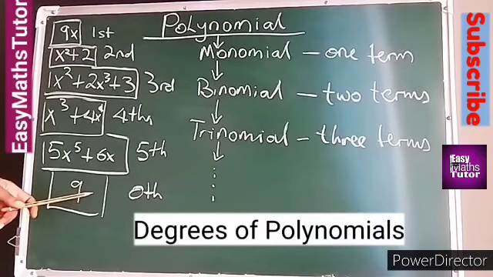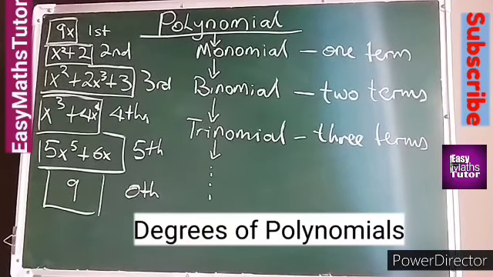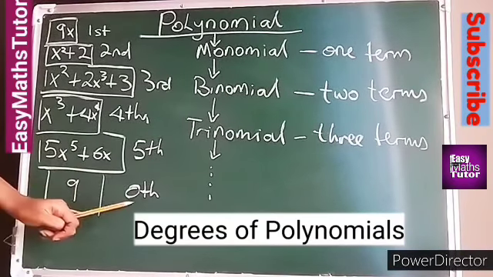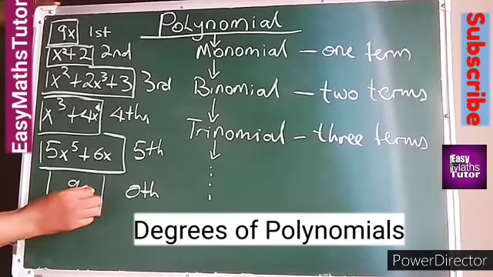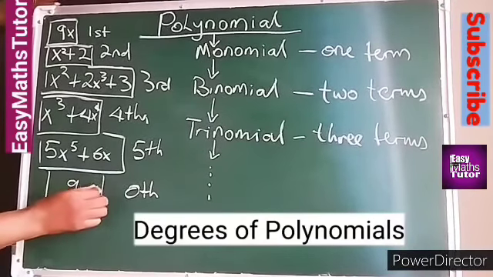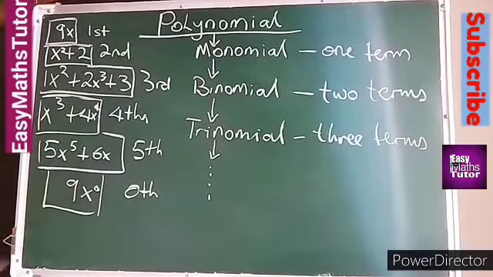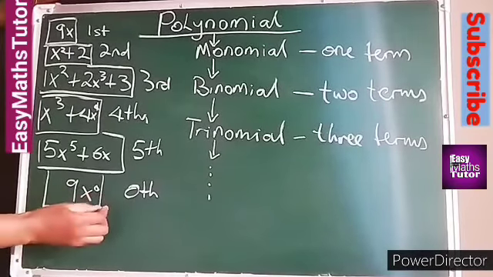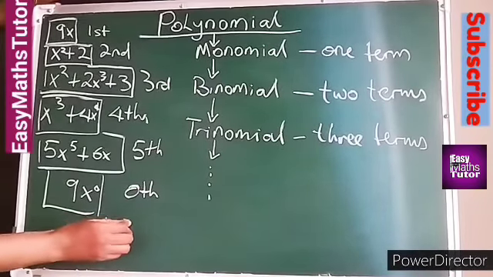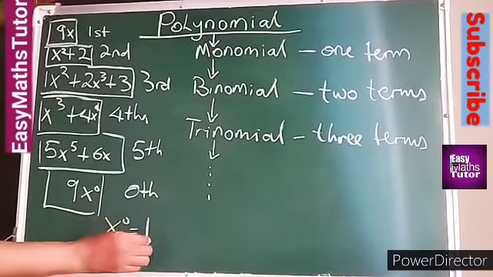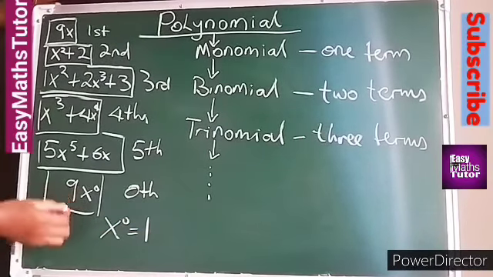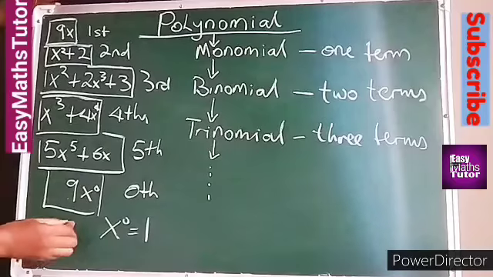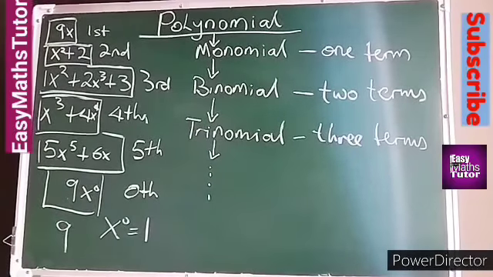And then if it's a variable that is raised to power 0, it is known as the 0th degree polynomial. X raised to power 0, right? And we know x raised to power 0 will give us 1. So 1 times 9 will give us what? 9. Therefore 9 is a 0th degree polynomial, right?